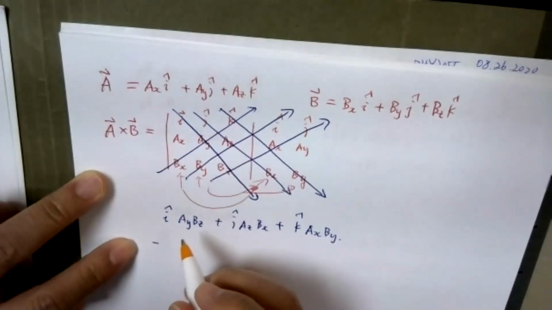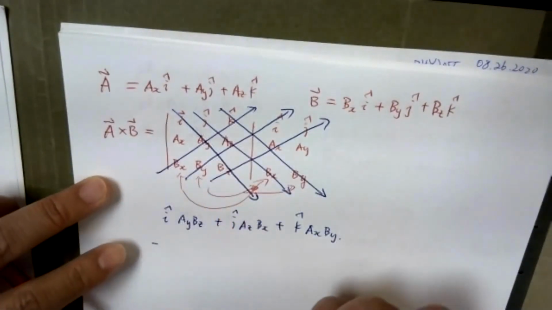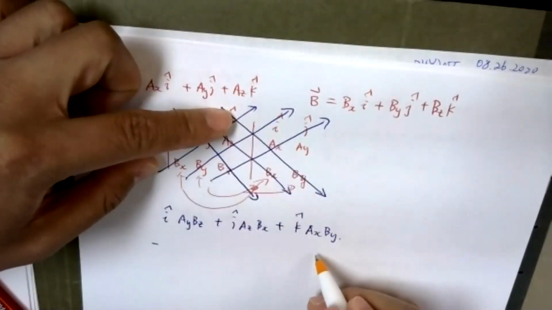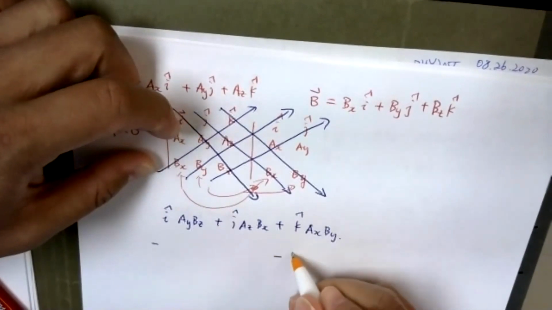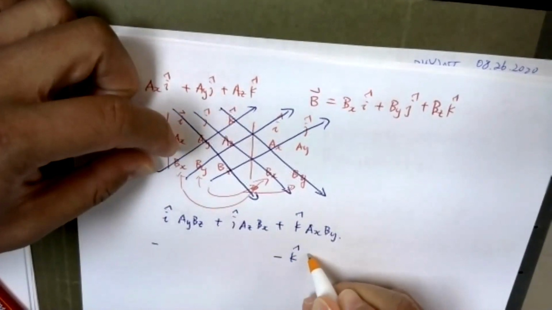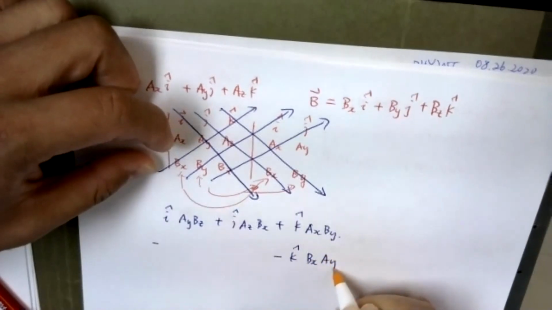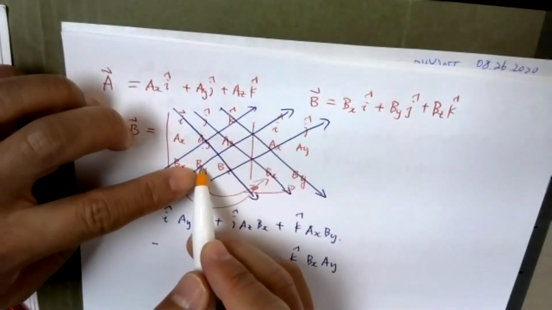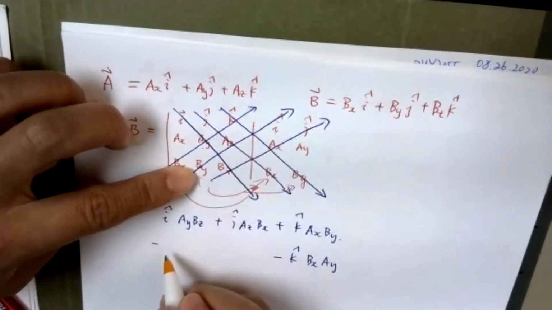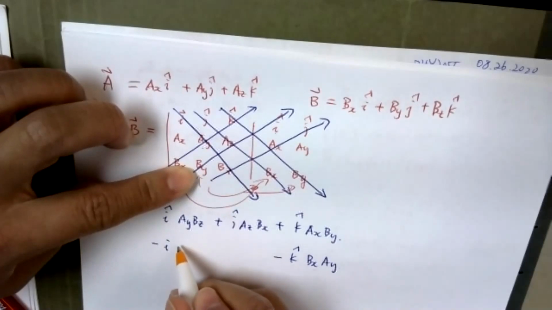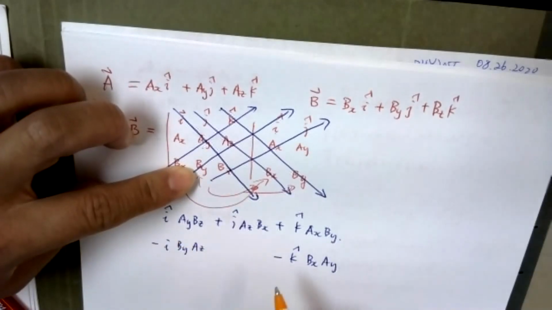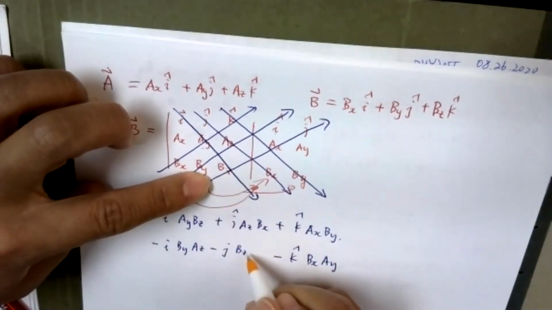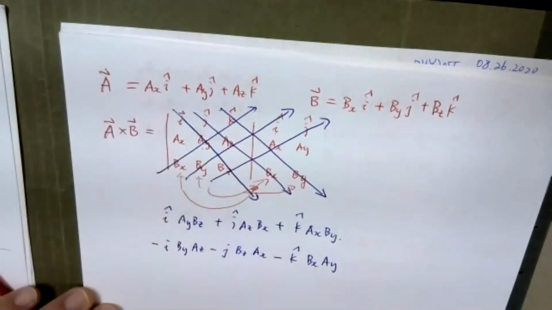So negative of, we'll take a k, the one that has k over here. So it'll be negative of k times BxAy. For the i terms, it will be this multiplied by that and then multiplied by i, so minus i ByAz. And then the j term will be minus j BzAx.